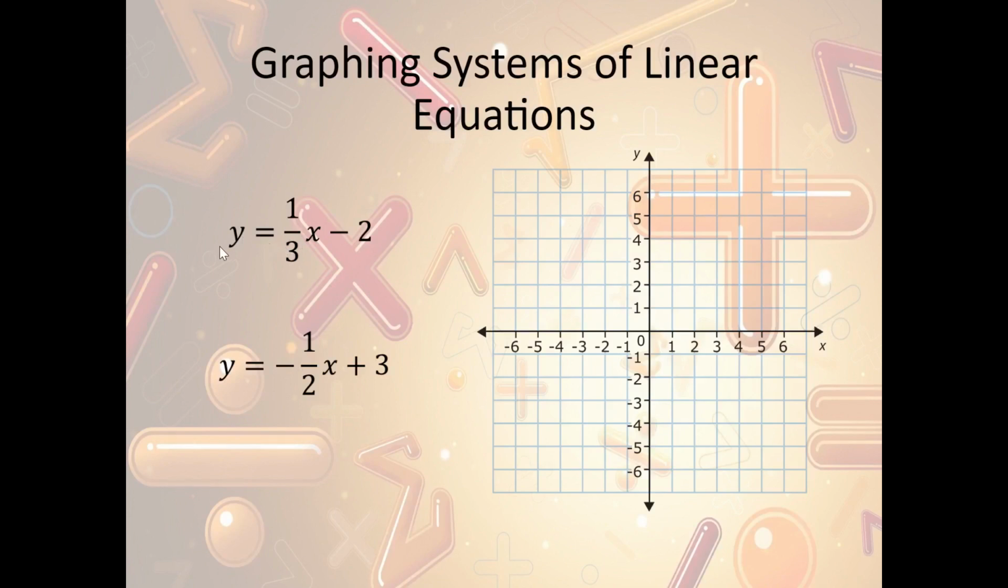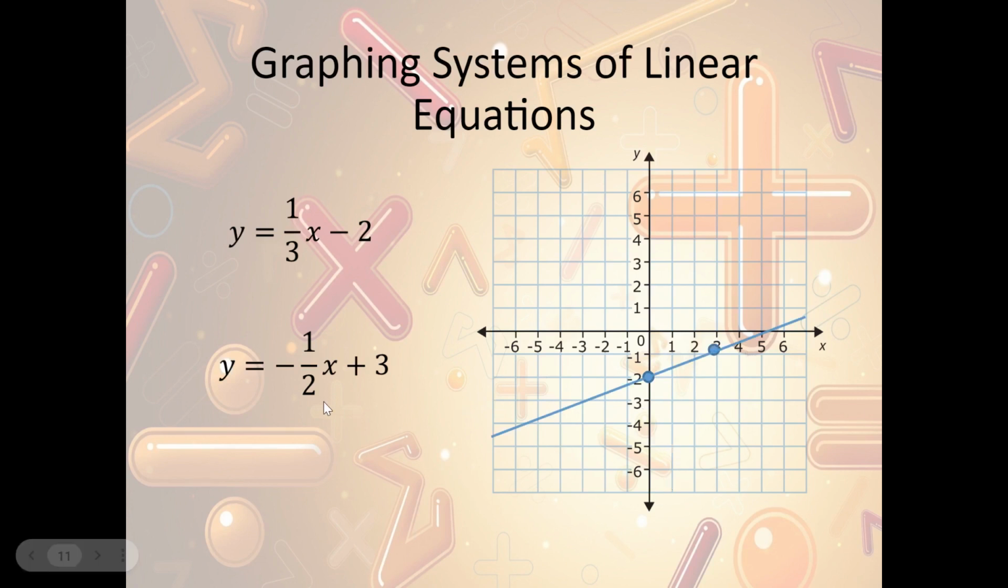So on the first one, we'll go ahead and graph this. We're going to plot our y-intercept, which is -2. So we're going to go down 2 and plot our point. And the slope is 1/3. So we're going to go up 1, to the right 3. Plot our point and connect the dots. Just like we did earlier, that's the same thing we're going to do now.